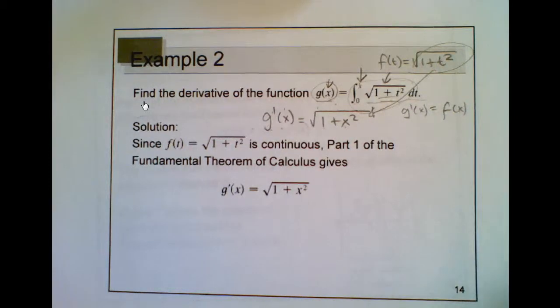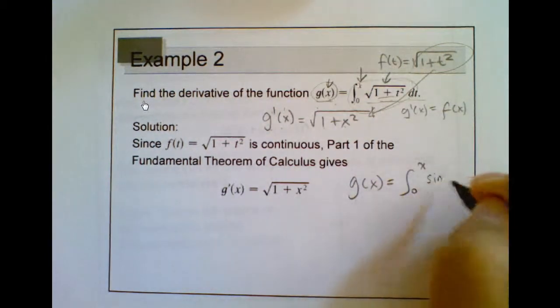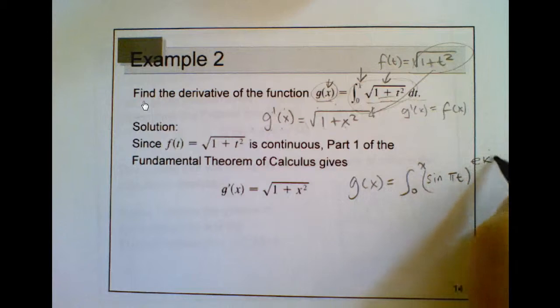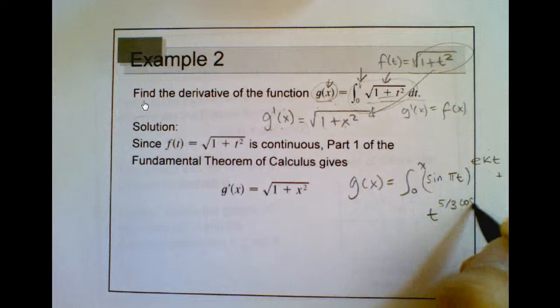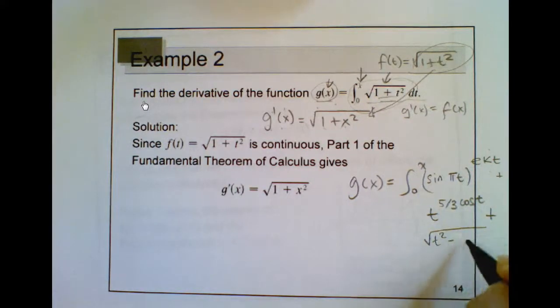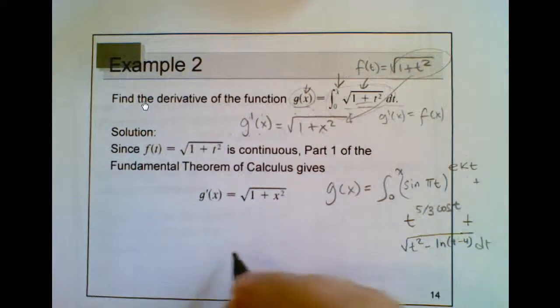Does that work with other functions? Absolutely. So if g of x is defined as the integral from 0 to x of sine of pi t to the e k t plus, let me see, t to the 5/3 cosine of t plus the square root of t squared minus natural log of t minus 4 dt, let's say that I'm trying to find g prime of x.